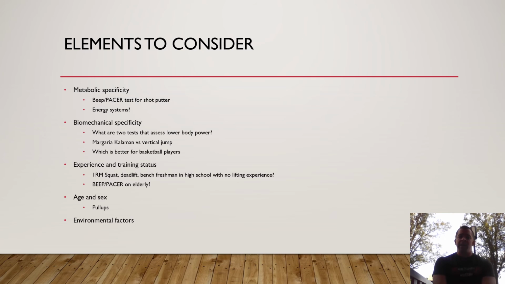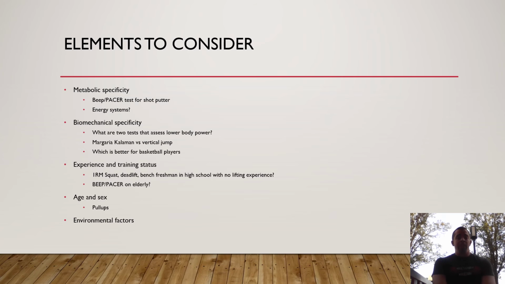What about biomechanical specificity? If we're trying to test lower body power, is it better to do a Margaria-Kalamen test or a vertical jump test? If you don't know what those tests are, the vertical jump you should know is where you come down and up and you hit the little things at the top and we assess your vertical jump, whether it's 27 inches or 37 inches. That's your lower body power.